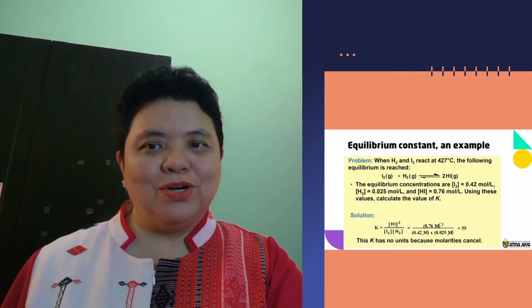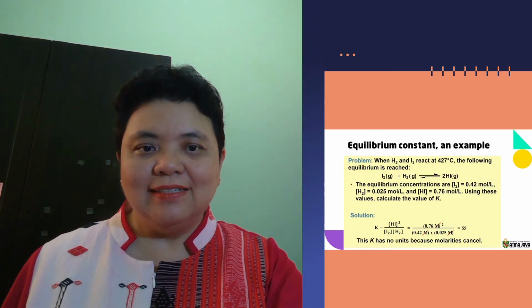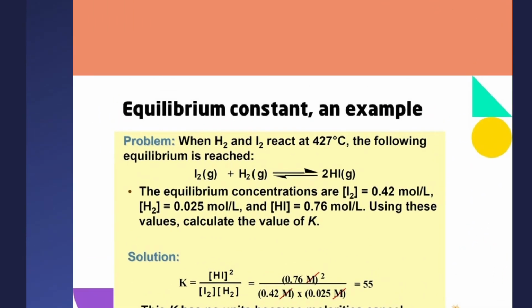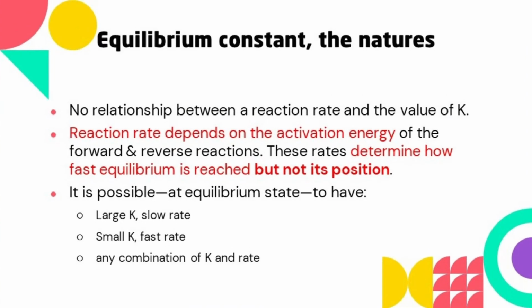Now let's take a look at the nature of the equilibrium constant. What about the nature of K? First, there is no relationship between the reaction rate and the value of K. Reaction rate depends on the activation energy of the forward and reverse reactions. These rates determine how fast equilibrium is reached, but not the position.